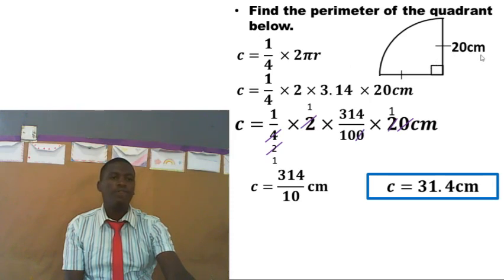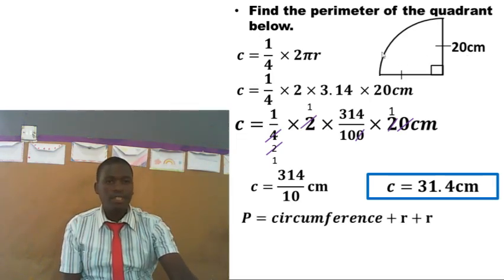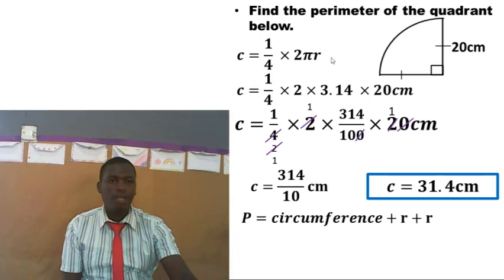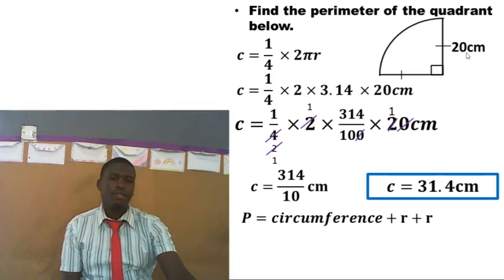So we come and find the distance around the quadrant. It's different from the circumference of the quadrant. It is the perimeter this time. So we have this. What do we say about the perimeter? Perimeter is equal to the circumference, this one here, plus the radius, plus the radius. Circumference plus the radius, plus the radius.